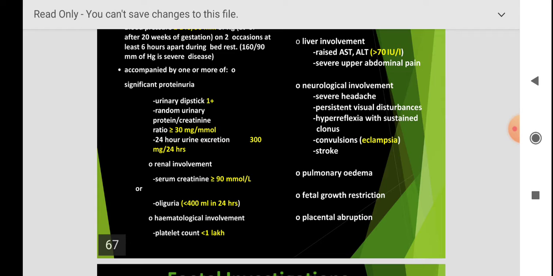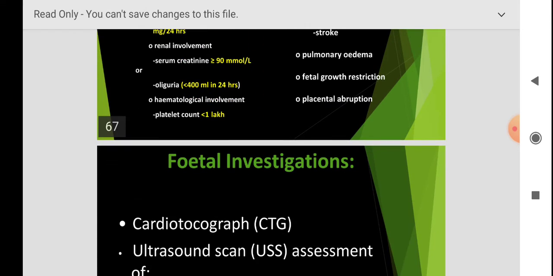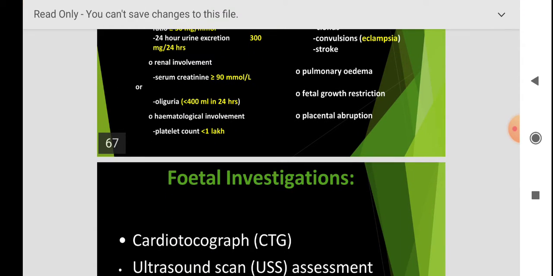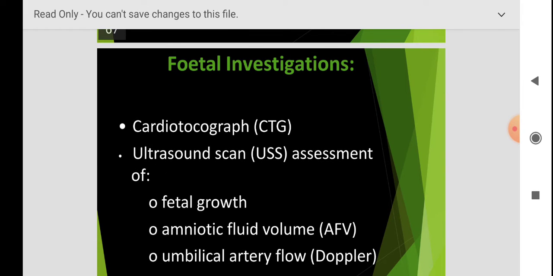Then neurological involvement is indicated by severe headache, persistent visual disturbances, hyperreflexia with sustained clonus, convulsions, in which case we diagnose it as eclampsia or stroke. Then coming to the respiratory system, where there is development of pulmonary edema, then there could be fetal growth restriction or placental abruption. These are the different signs which indicate towards the severity of the disease. So when the BP is more than 140/90 and is associated with one or more of the following features, the disease is said to be severe, that is severe preeclampsia.